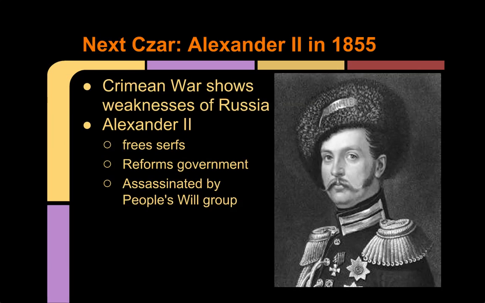So what Alexander II is going to do is he's going to free serfs. He's going to reform the government. But what will happen is that he'll be assassinated, unfortunately, by the People's Will Group. Assassination is going to get kind of big in Russia.